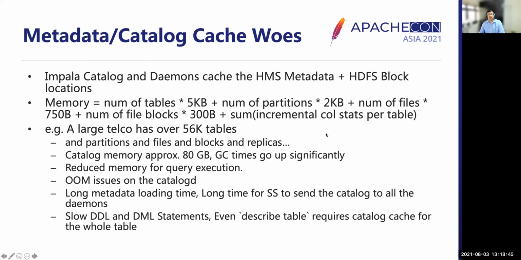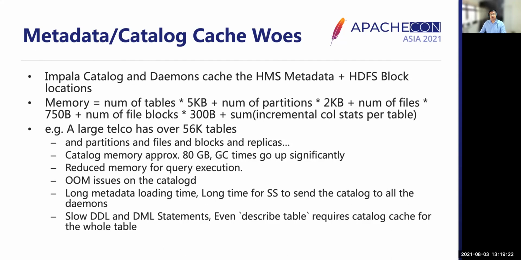The first thing to do is understand how the metadata cache works. The Impala catalog and the daemons cache the Hive metastore metadata, so table information, partition information, and the HDFS block location, which includes the path of each block and the name of the file. The amount of memory required to cache this data is significant. The calculation goes like number of tables times 5 KB, number of partitions times 2 KB, number of files times 750 bytes, plus each block times 300 bytes, plus any statistics for that table. That's a significantly large amount of memory that's required.